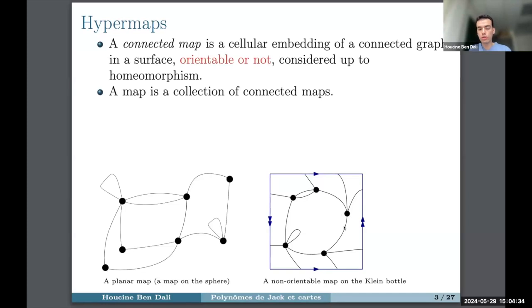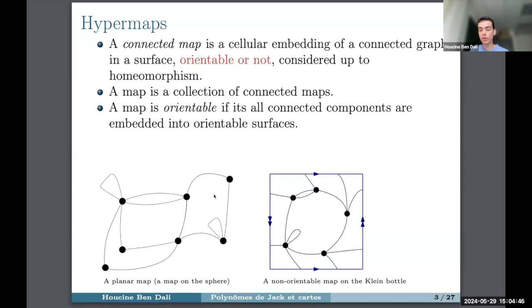This is the definition of a connected map, and more generally we say that a map is a collection of connected maps. For example, you can consider the map which contains these two connected components. We say that the map is orientable if all the connected components are orientable, drawn on an orientable surface. Here, this map with these two connected components is not orientable because it has one connected component which is drawn on a non-orientable surface.